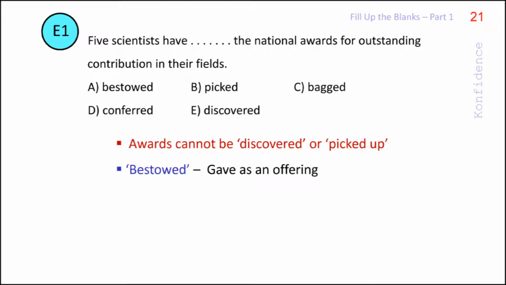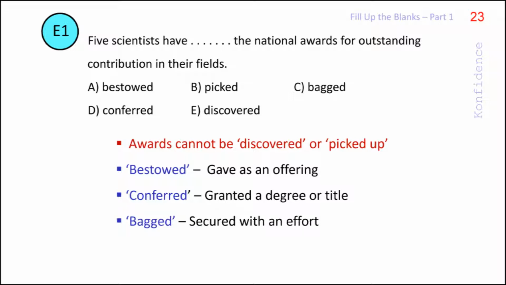Option A, bestowed, means gave as an offering. The scientists did not bestow anything to anyone. We usually bestow an honor or a title to someone, not an award. So option A is also not appropriate here. Option D, conferred, means gave or granted a degree or title. Again, the scientists did not confer anything. Actually, they bagged the awards. When we bag something, we secure it with an effort. Hence, option C is the correct answer.